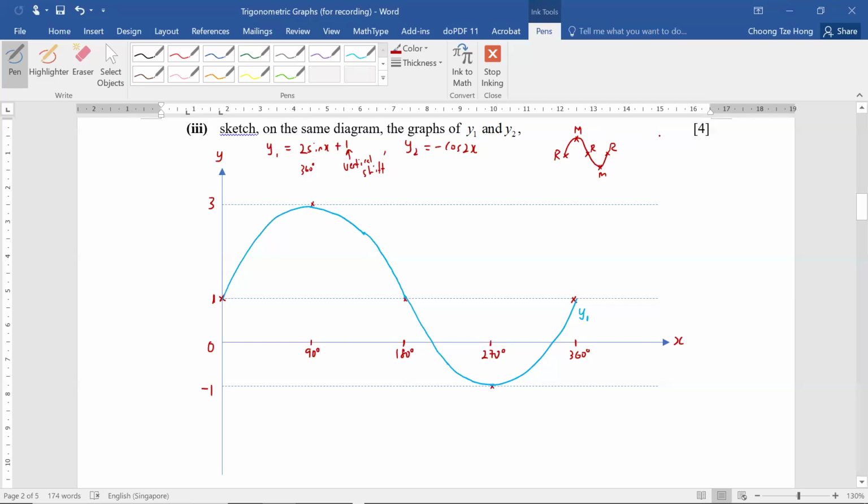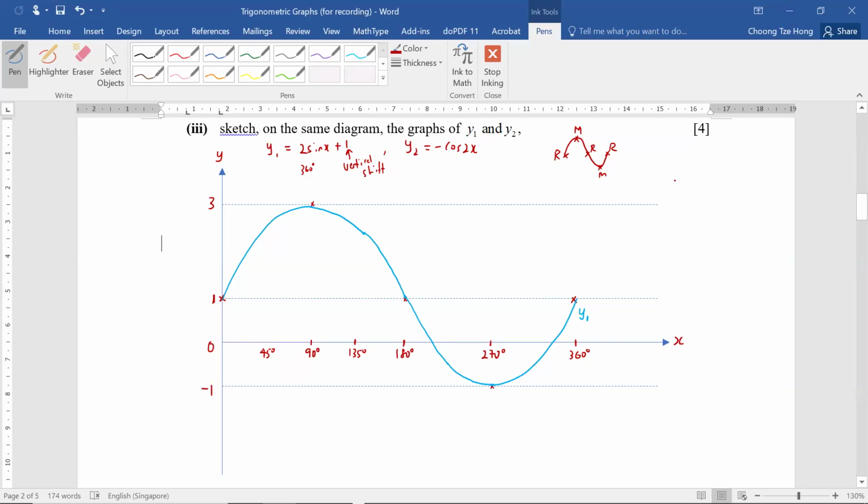For the negative cosine graph, let's handle the period first. The period will be 180 now, right? We got it from the earlier part. So from 0 to 180, you need to divide into 4 equal parts. So here to here, 4 equal parts. Here is going to be 45. Here is going to be 135. So from 0 to 180, you get one complete graph.